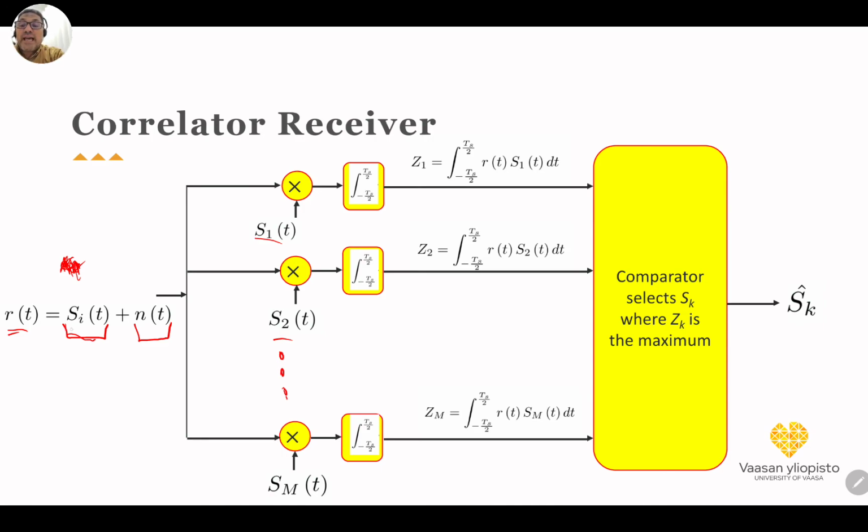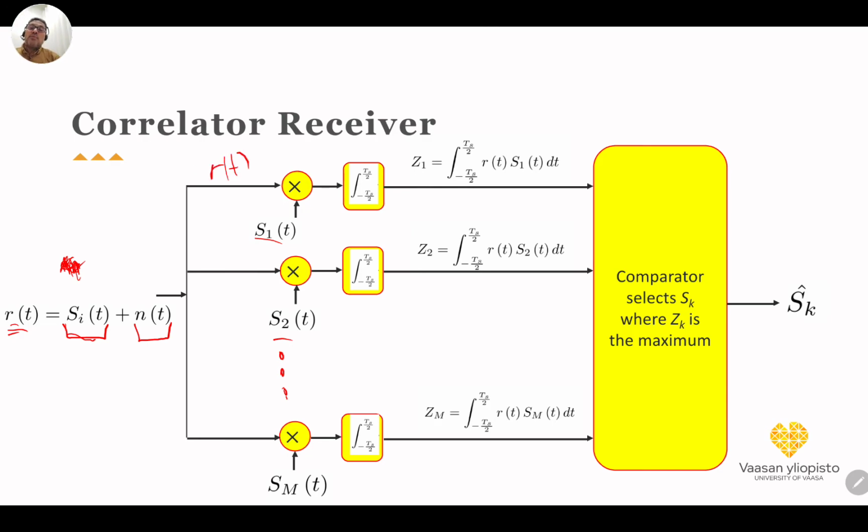Now we have R of t. Actually, we don't have Si. If we had just Si coming, the reception would be 100% correct. But we have this one corrupted by noise. So what we have is R of t.